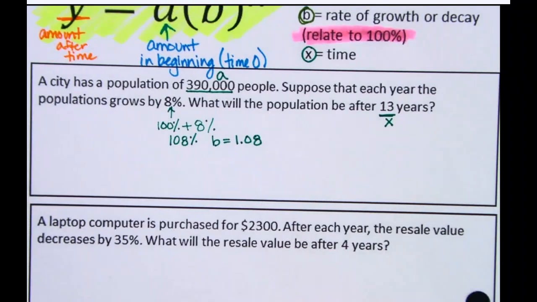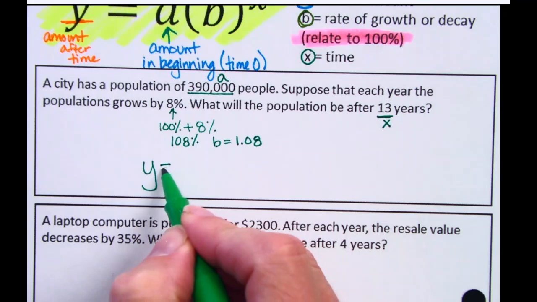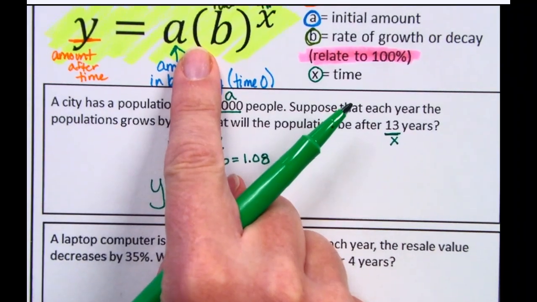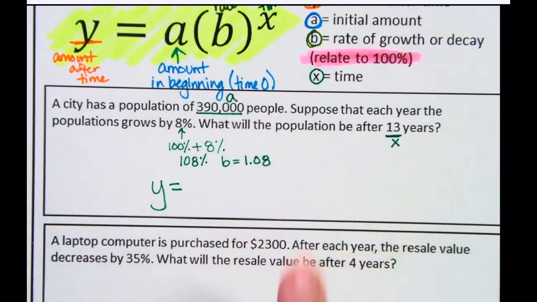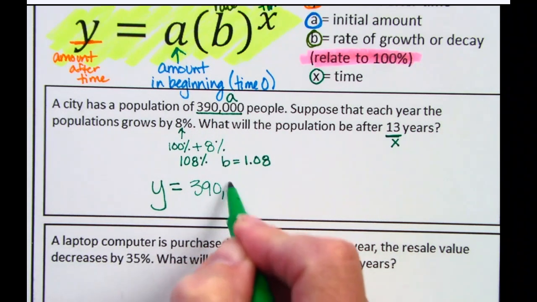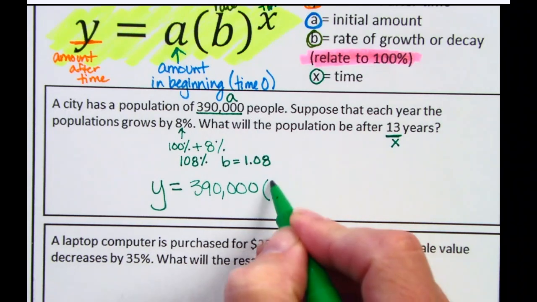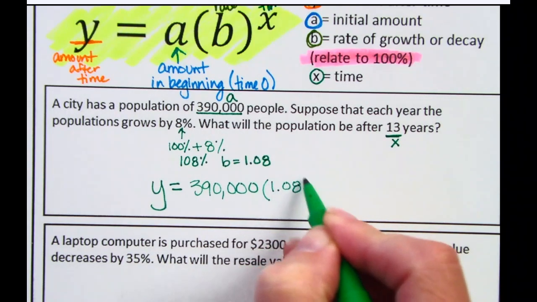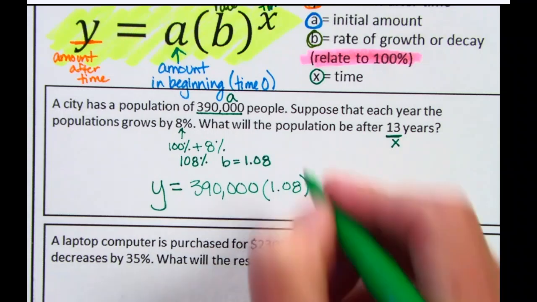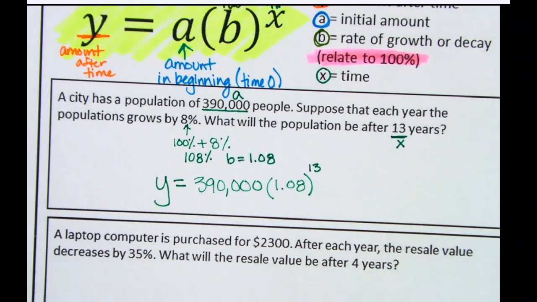So now let's set it up and we'll have some calculator work. Amount after time, I'm looking up here. Amount in the beginning was 390,000. Our B is 1.08, and we're going to raise that to how many years? 13. So grab your calculator. Let's make sure we can all get the same answer.